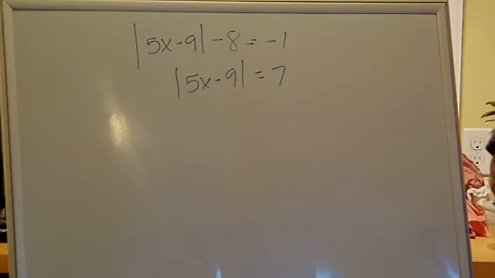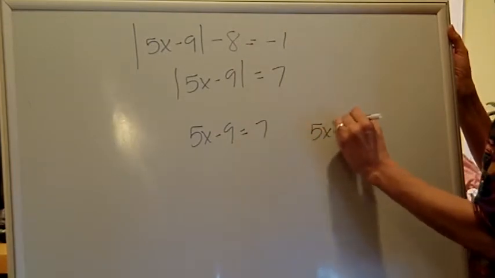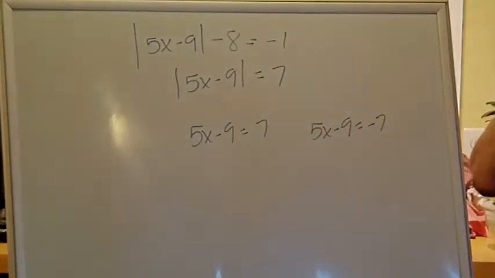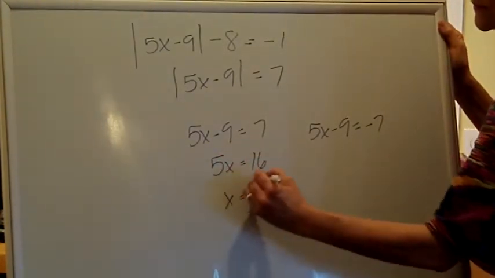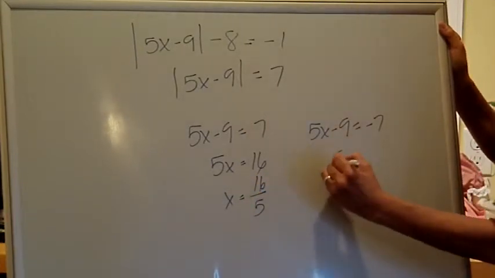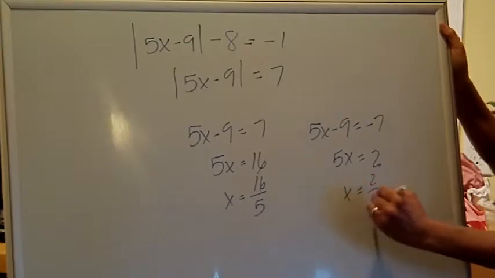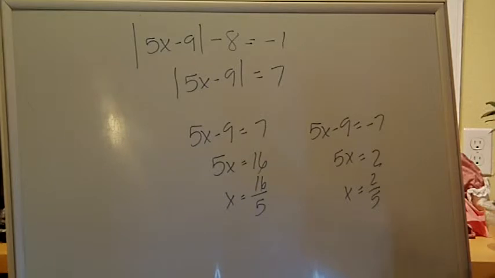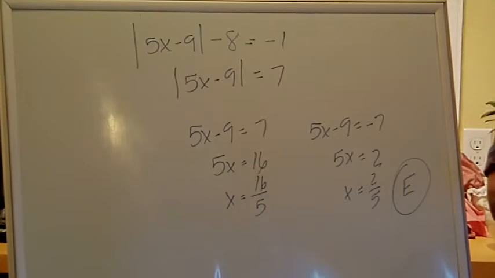absolute value. Okay, now you know that your 5x minus 9 has to be 7 units from 0. So that means 5x minus 9 can equal 7, or 5x minus 9 can equal -7. Solving for x, 16/5 and 2/5 is what it looks like it's going to be, which is answer choice E. Just remember absolute value is distance from 0. Isolate the absolute value and solve.